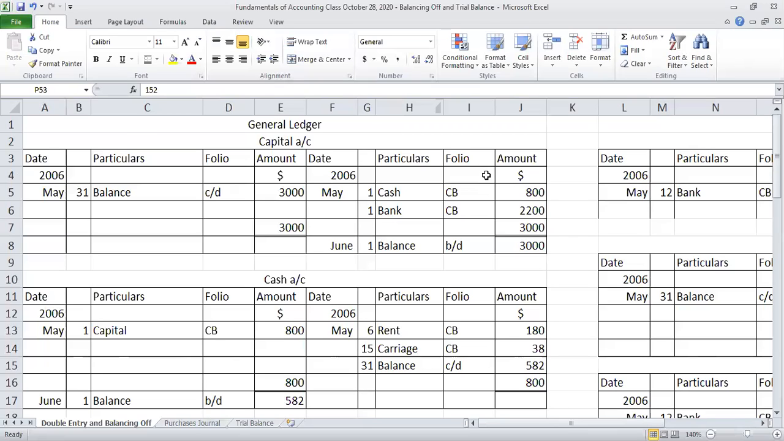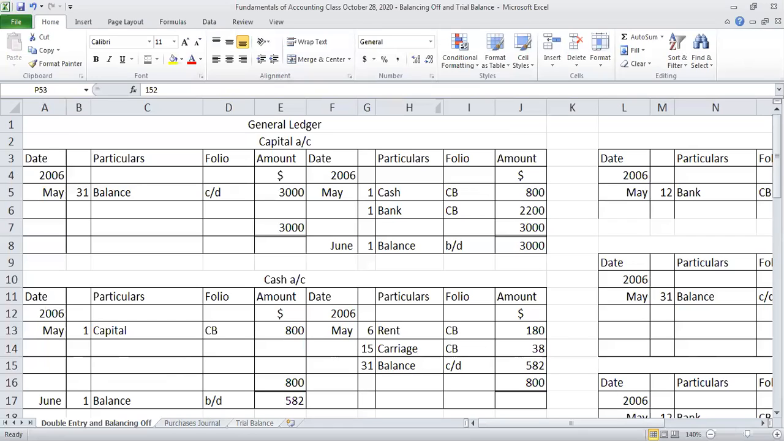All right, we're going to start with sales first. So the first thing you do is give the trial balance a title.